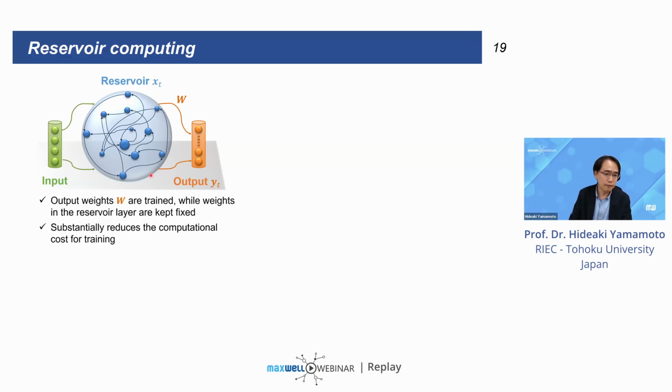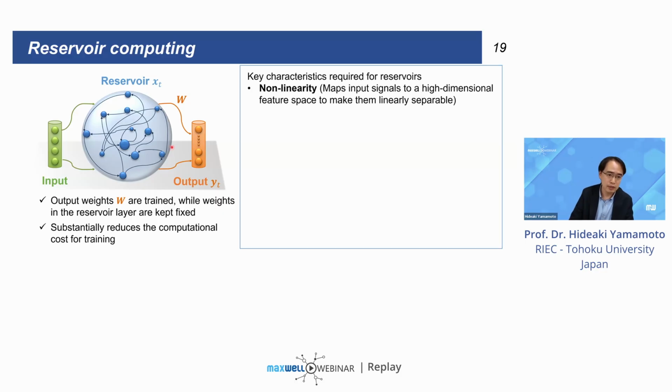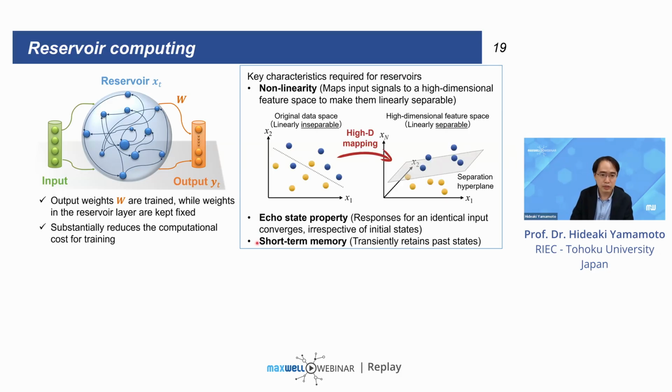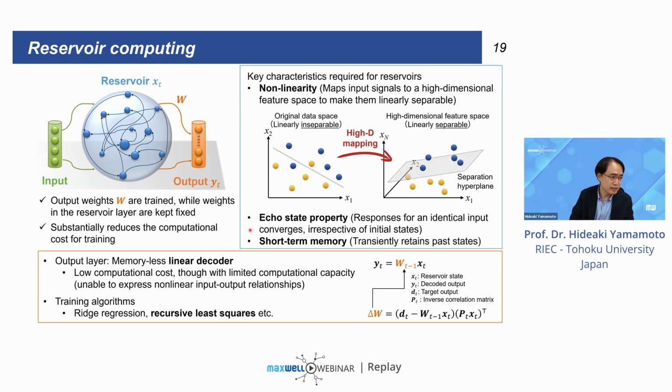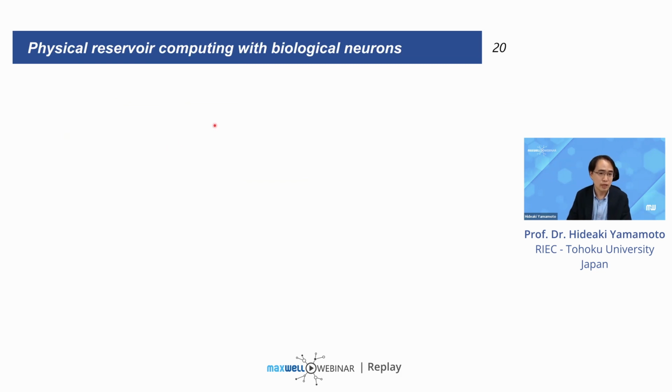And in order for a dynamical system to work properly as the reservoir layer, it has to possess several characteristics such as nonlinearity, echo state property, or short-term memory. But once several conditions are met, an arbitrary system can be used as the reservoir layer to replace the recurrent neural networks. And cultured neurons and more recently brain organoids have been shown to actually possess such properties to some extent and have been used successfully as the reservoir layer for certain tasks.